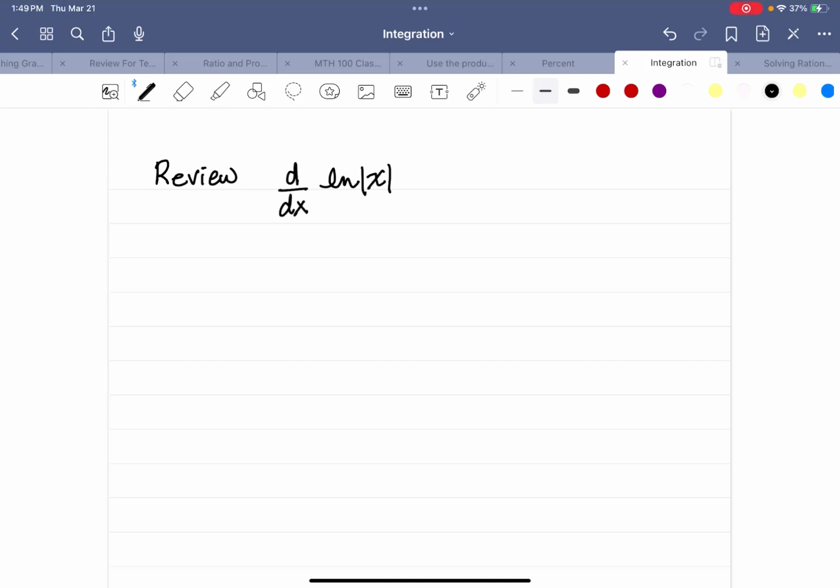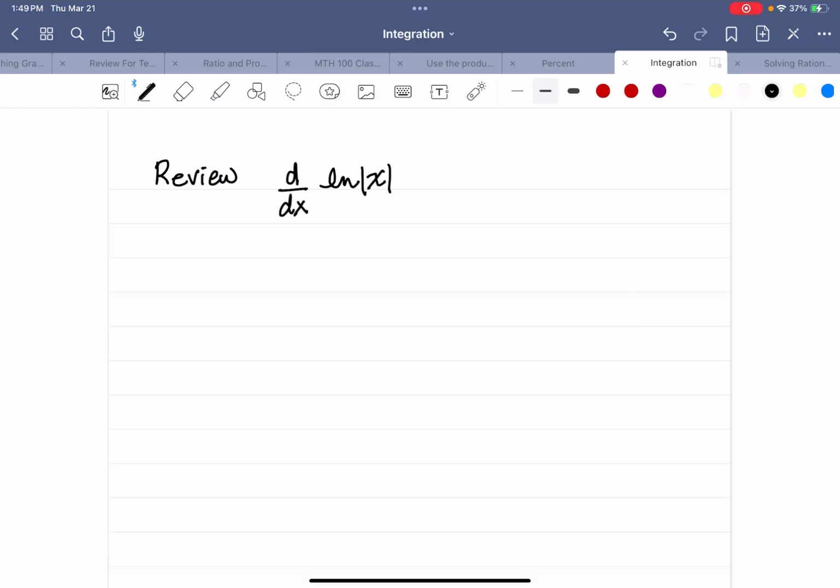Before we do the next example, let's review the derivative with respect to x of the natural log of the absolute value of x. Remember that we can't take the log of a negative, so sometimes when we write our natural log function, if we put absolute value bars, that allows x to take more values, right? Because if you put a negative in there, the absolute value is positive, and you're taking the natural log of a positive, which is allowed.